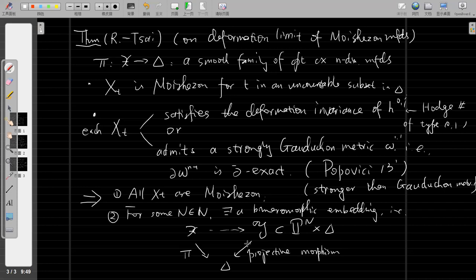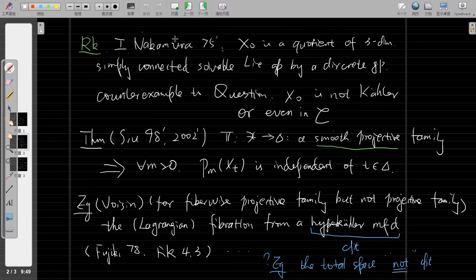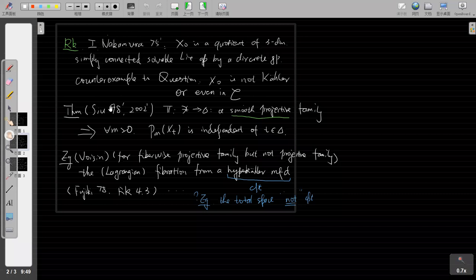You can know, actually this is just a definition. By definition of morphism, you can know pi here is a morphism family. You can see also this is just a definition of projective morphism. And actually also we can add one definition of the so-called smooth family. And here is another definition of projective family.